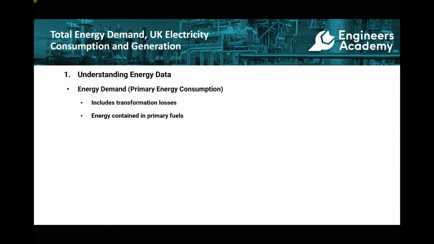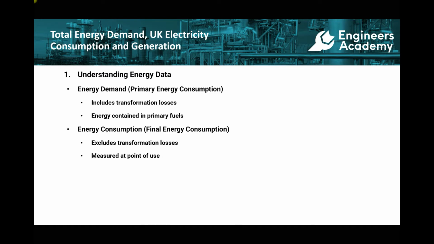Now the important thing is when we look at energy demand or primary energy consumption, we're also including something called transformation losses. A transformation loss, as an example, is when we burn gas to produce electricity. The energy contained within the primary fuel or the gas is going to be more than the energy generated as electricity. So when we talk about energy demand or primary energy consumption, we're talking about the amount of energy that's actually locked inside the primary fuel, and it's impossible to recover all of that. There will always be losses, and we refer to those as transformation losses.